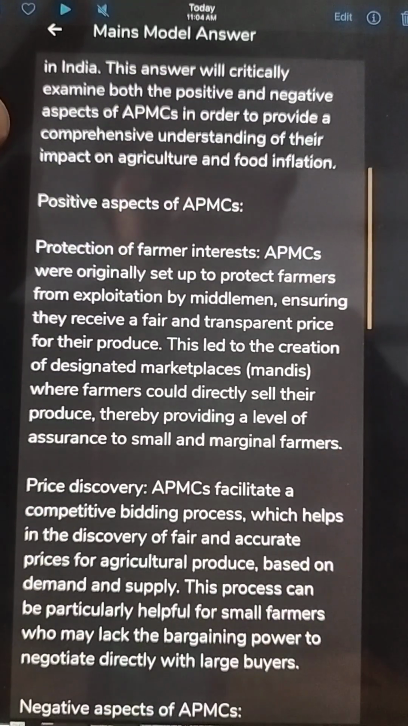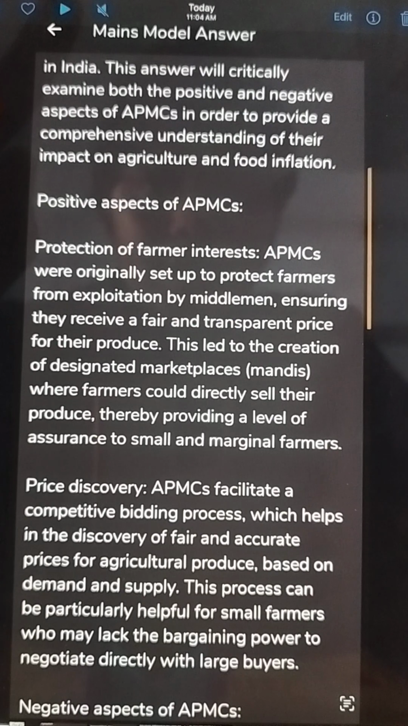Positive aspects of APMCs. Protection of farmer interest. APMC were originally set up to protect farmers from exploitation by middlemen, ensuring they receive a fair and transparent price for their produce. This led to the creation of designated marketplaces, mandis, where farmers could directly sell their produce, thereby providing a level of assurance to small and marginal farmers.